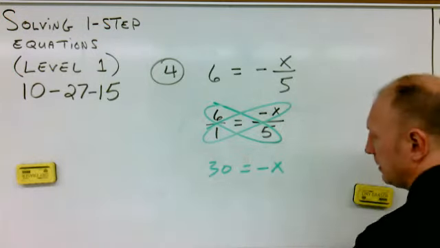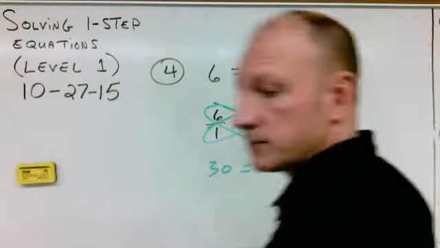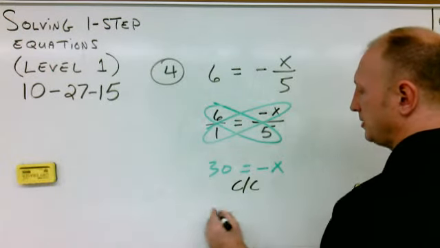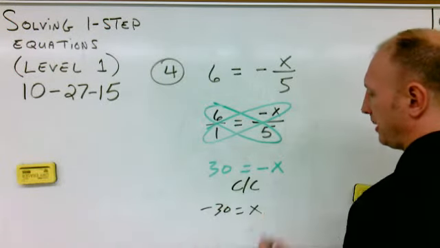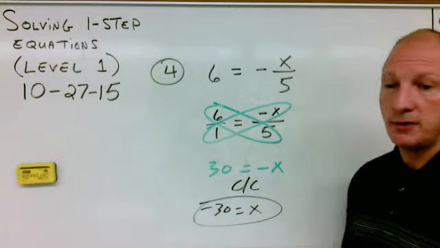And then from there, I use my change rule. Change. I get negative 30 equals positive x. So I got x equals negative 30, and I'm done.